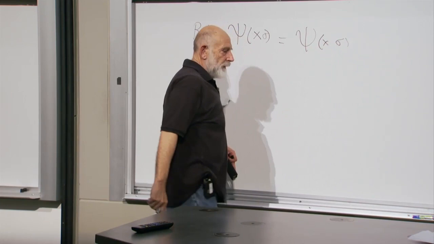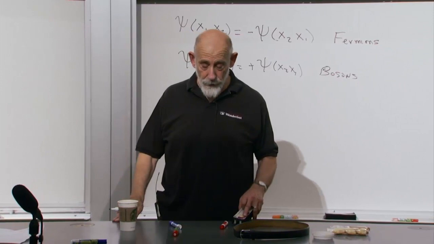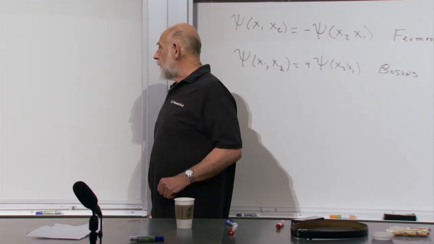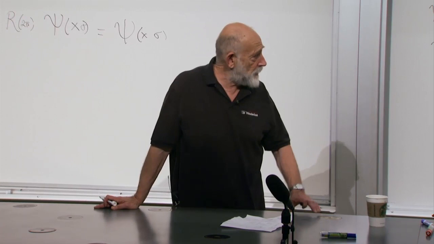The probability should be unchanged. The probability for spin should be unchanged. The probability for anything should be unchanged. Because all we did was an imaginary process where we, in our heads, rotated about 2 pi. And so we should come back to the same thing. But wait, the same issue occurs as occurred over here for exchanging particles.